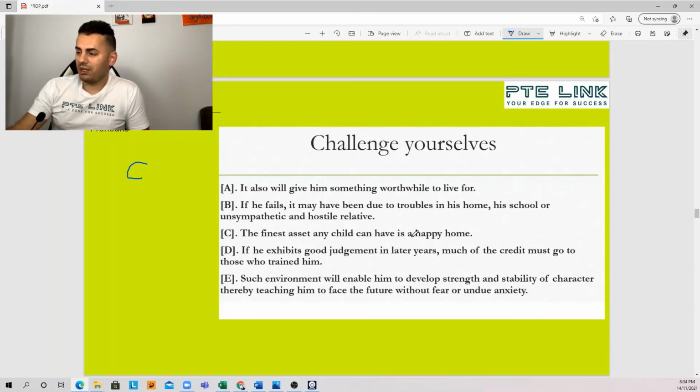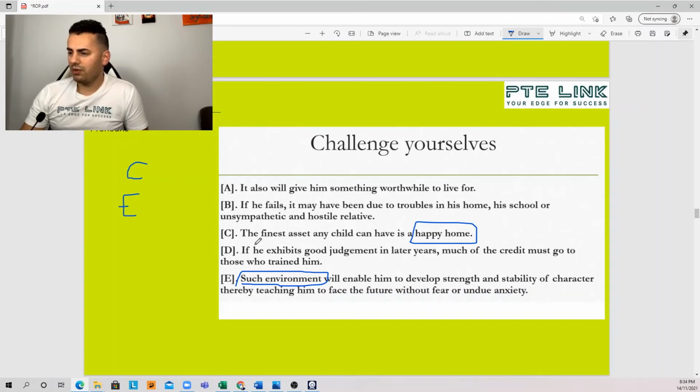If you look at the last phrase in C, happy home, we can find it at the beginning of E, yeah? Such environment. Yeah, so somehow C and E could be a pair. Let's read them together. The finest asset any child can have is a happy home. Such environment will enable him to develop strength. Yeah, let's see. C and E is a pair.